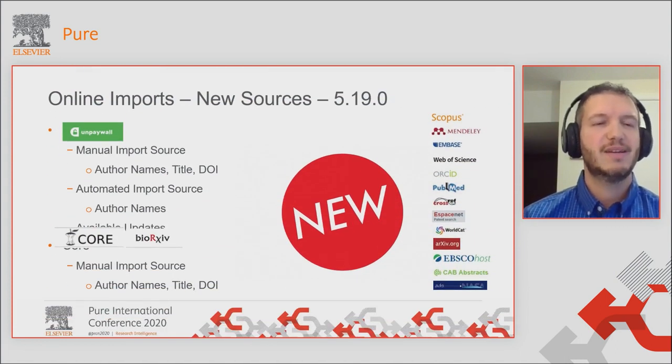The new online sources available with 519 are Unpaywall, Core, and BioArchive. All three of these sources are available as manual import sources. Unpaywall is available as an automated import source as well.